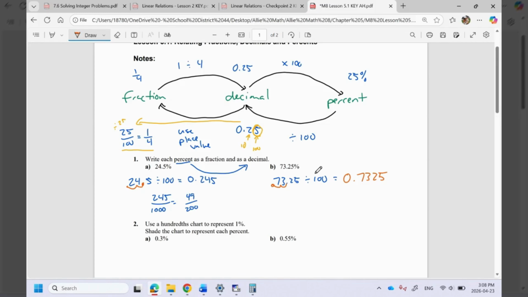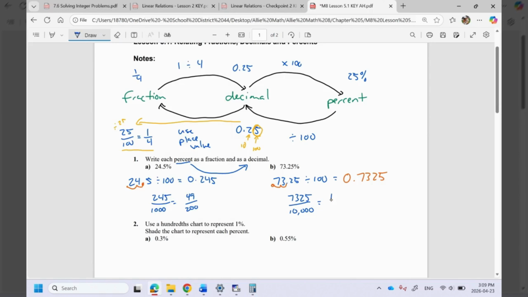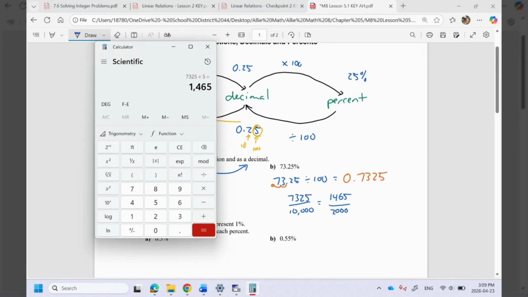And now what are we going to do? We have this really long one. We have the 7 in the tenths spot, 3 in the hundredths, 2 in the thousandths, and 5 in the ten-thousandths spot. So we're going to have 7325 over 10,000. And now let's reduce this. They end in a 5 and a 0, so I know I can divide by 5. 7325 divided by 5 equals 1465, over 2,000. That's 10,000 divided by 5.